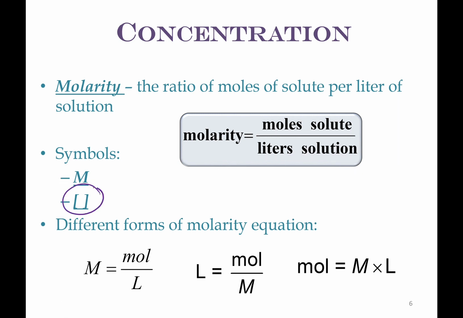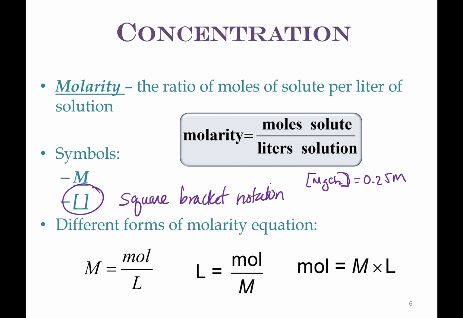So these are called square brackets. Square bracket notation. So if I wanted to say the concentration of magnesium chloride is 0.25 molar, that's how I would write it. When I read this, it means the concentration of, and that's how you would read it. But you just put the square brackets there and everybody knows what you mean, and that way we don't have to write all of those words.